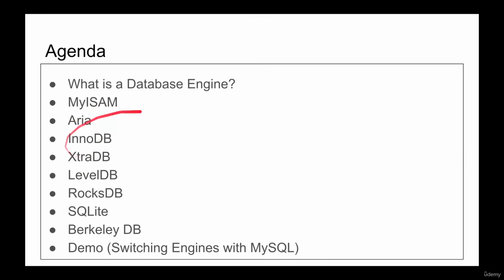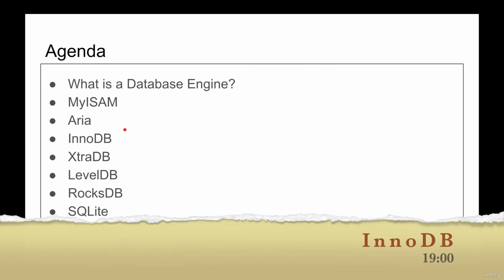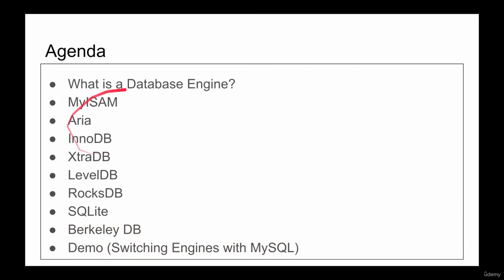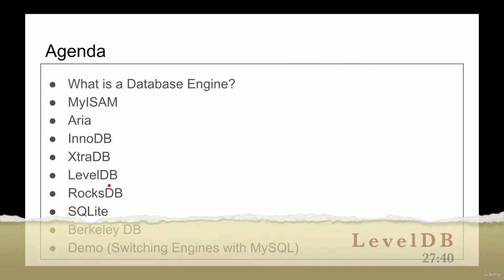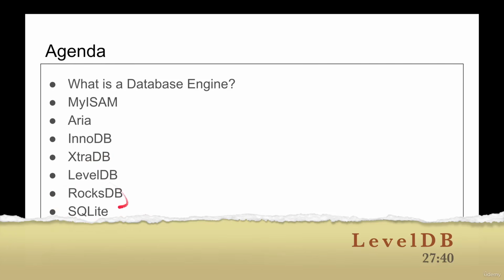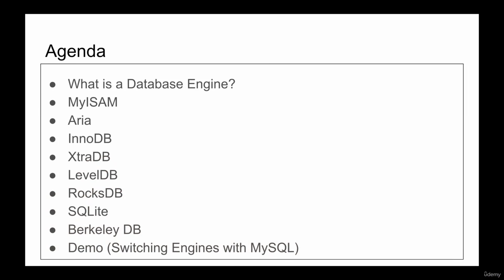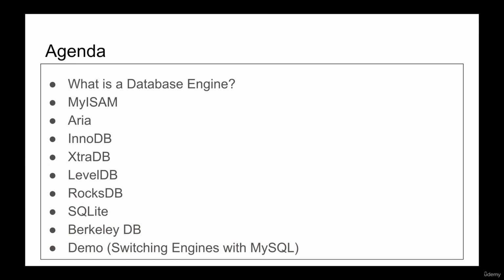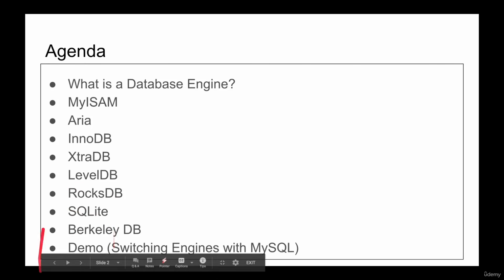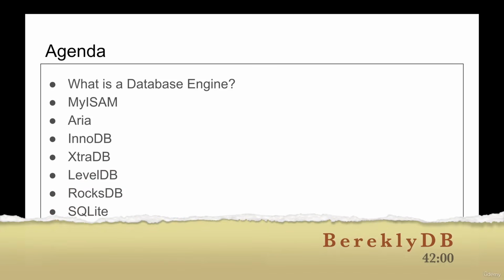Okay, I'm going to talk about InnoDB, our first transactional engine that supports transactions. XtraDB, similar to InnoDB. I'm going to talk about LevelDB from Google, right? And then we're going to talk about RocksDB, right, from Facebook. And we're going to talk about SQLite. SQLite, it's a database engine, but it's a standalone database. It's called an embedded database almost, right? Then we're going to talk about BerkeleyDB.